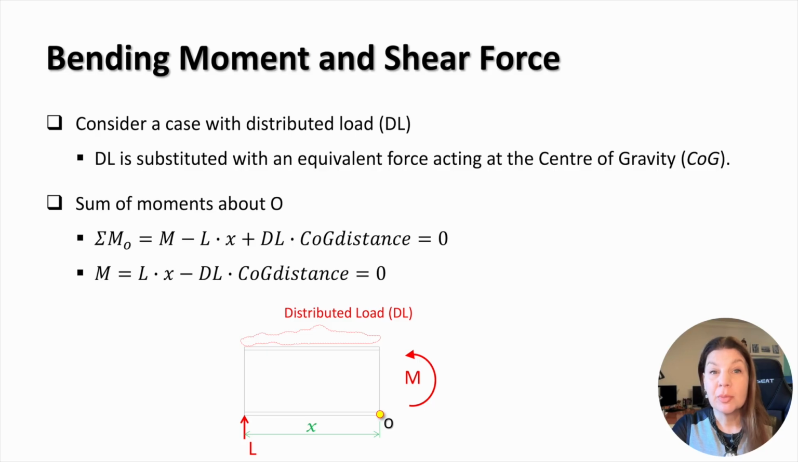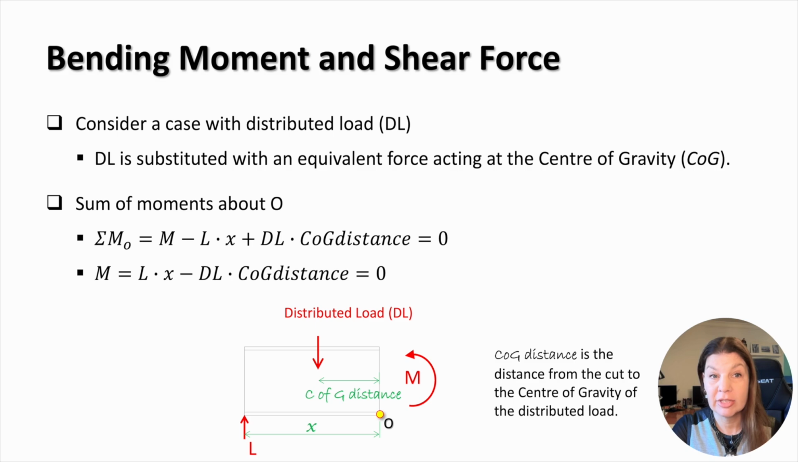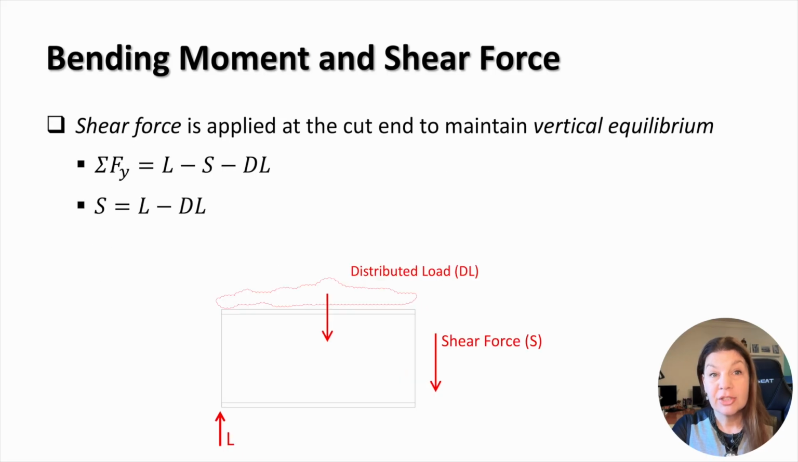The action of the distributed load can be substituted with an equivalent force acting at the centre of gravity of the load. The bending moment at the cut can be found from the sum of moments around the point O located at the cut. And the bending moment equals the sum of the moments generated by the reaction force L and the distributed load. The shear force can be found from the sum of forces in the vertical direction, and the shear force equals the sum of all the distributed load and the reaction force applied at the considered part of the beam, taking into account the directions of forces.